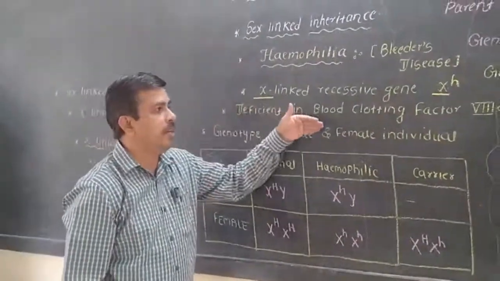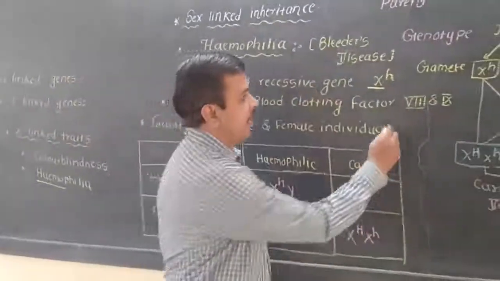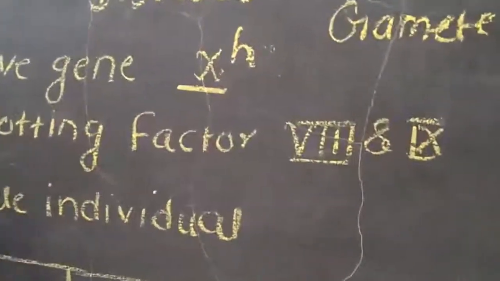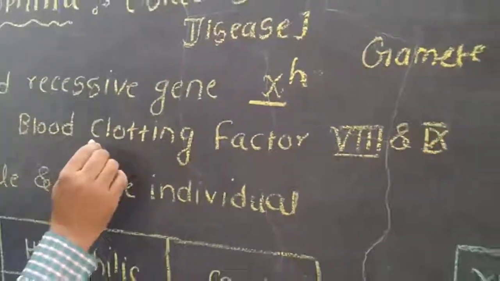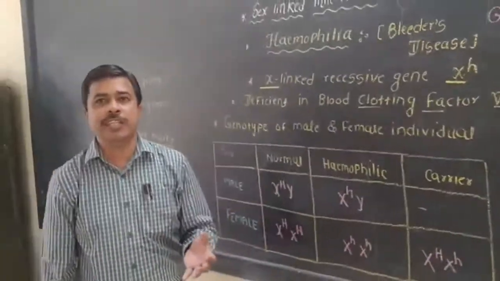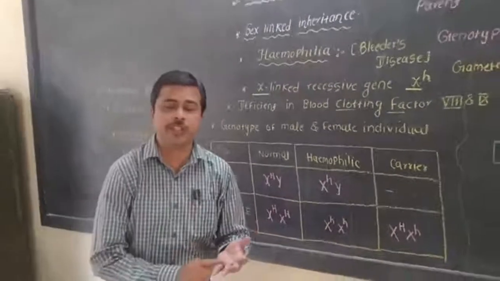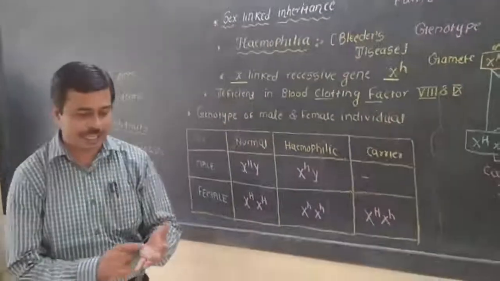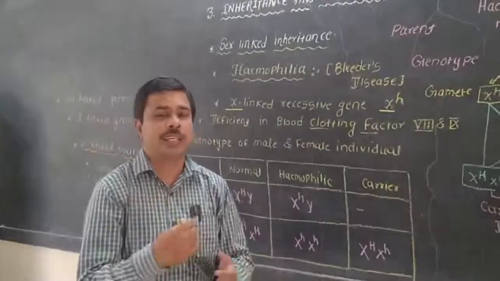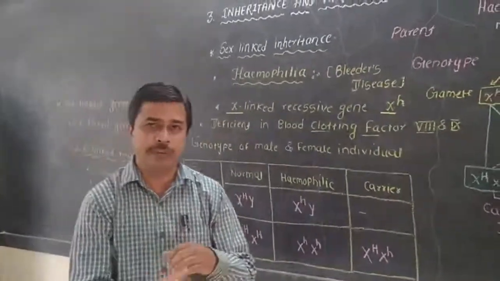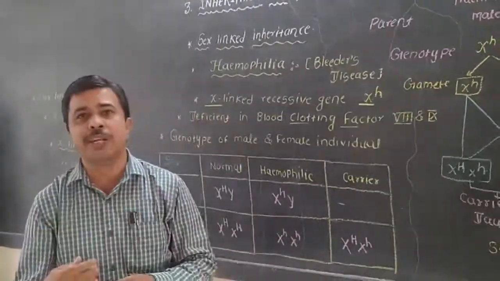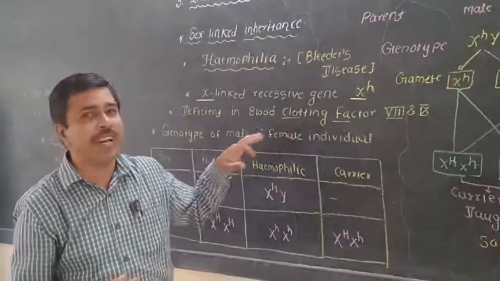This X-linked recessive gene prevents the formation of, or causes a deficiency in, the blood clotting factors, that is factor 8 and factor 9. These factors are very important. They coagulate the blood. In general, when an injury takes place, blood is released, but after some time it clots due to certain factors present in the blood. These are known as blood clotting factors.